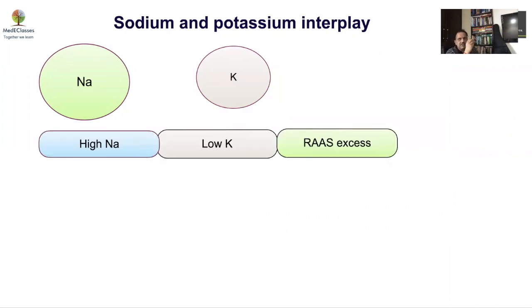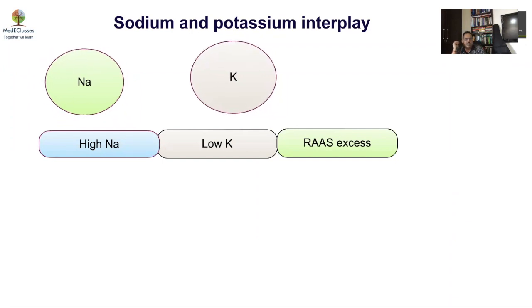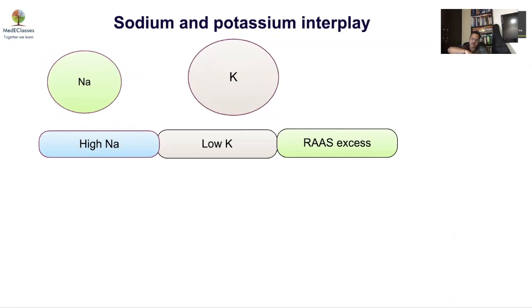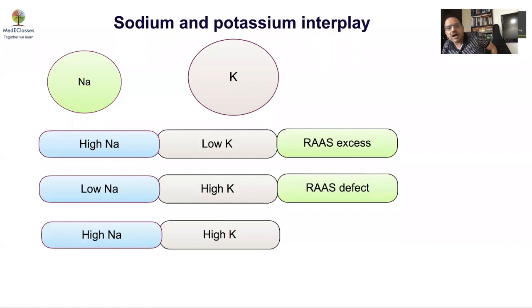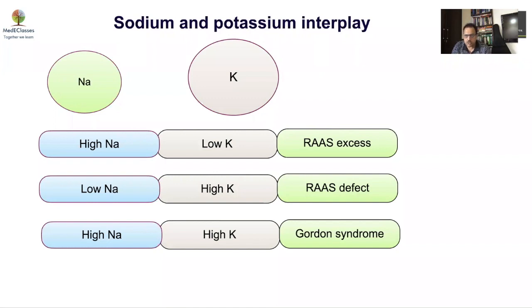This means that there is a RAAS excess. Similarly, if there is hyponatremia, there would be hyperkalemia. This is RAAS deficiency. But there are two paradoxical situations. You can have a situation where you have high sodium and high potassium. This is a very, very rare situation, which is basically in the form of Gordon syndrome.